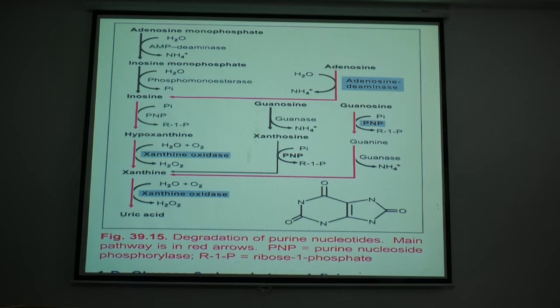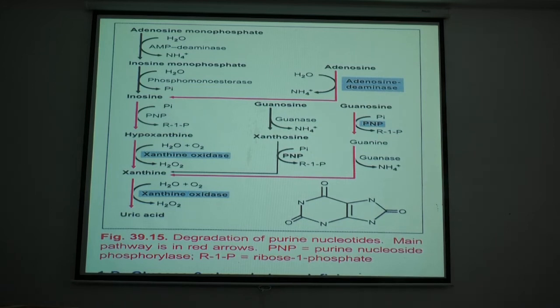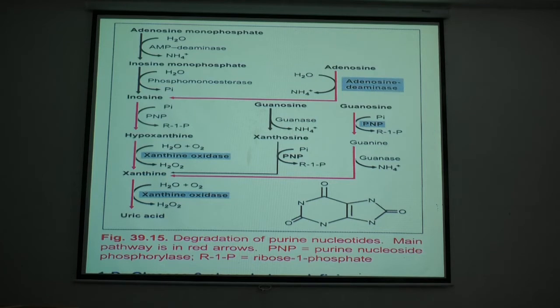Then these two steps are very important. Hypoxanthine is converted to xanthine, and xanthine is converted to uric acid. It is the same enzyme, xanthine oxidase, for both steps. Xanthine oxidase, why is this important? One more question may come: xanthine oxidase is a molybdenum containing enzyme.